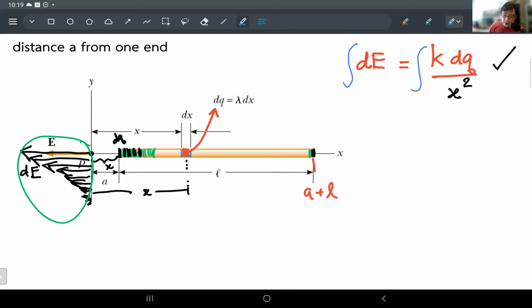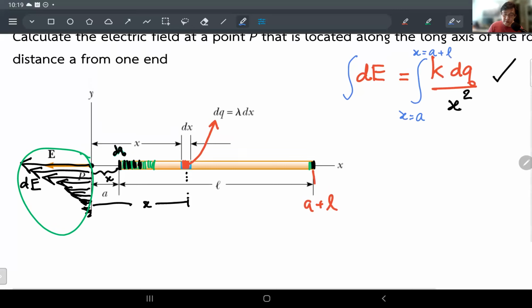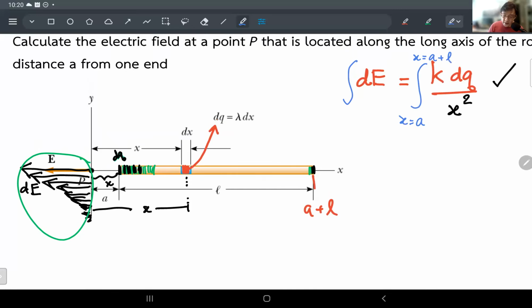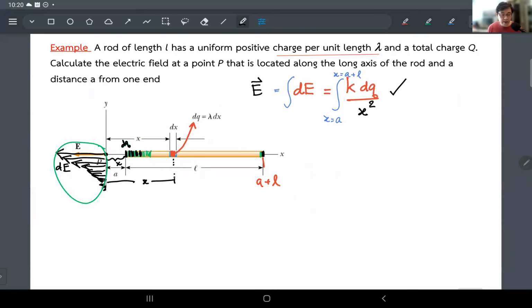Okay. You're going to do the summation from x equal to a. That's where you're starting from, the left end of the rod. You slice the first dq there. Bam. You get the first dq at x equal to a. And then you go all the way until x equal to a plus L. Once you're done with this, what you get is the net electric field that you want. That's your setup right here. Cool?